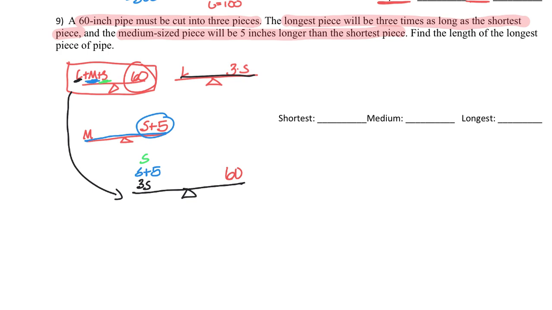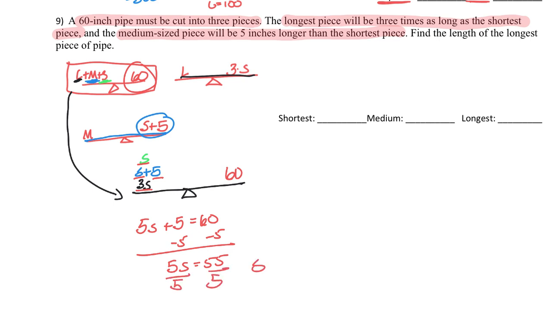So if I look, I've got 1, 2, plus 3 more. I've got 5S plus plain 5, and that balances with 60. So if I subtract 5 from each side, 5S equals 55. Divide by 5, and we get S equal to 11. So our shortest piece is 11.